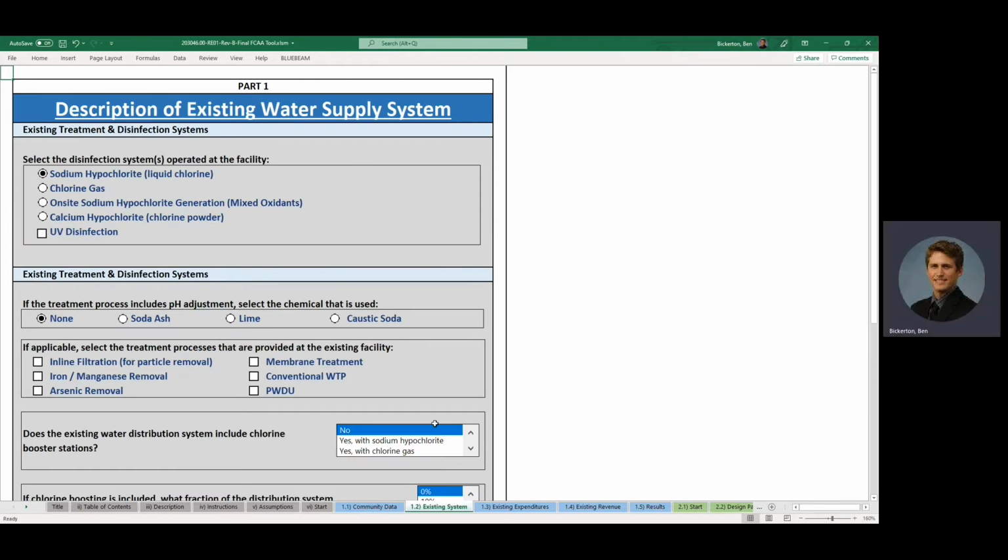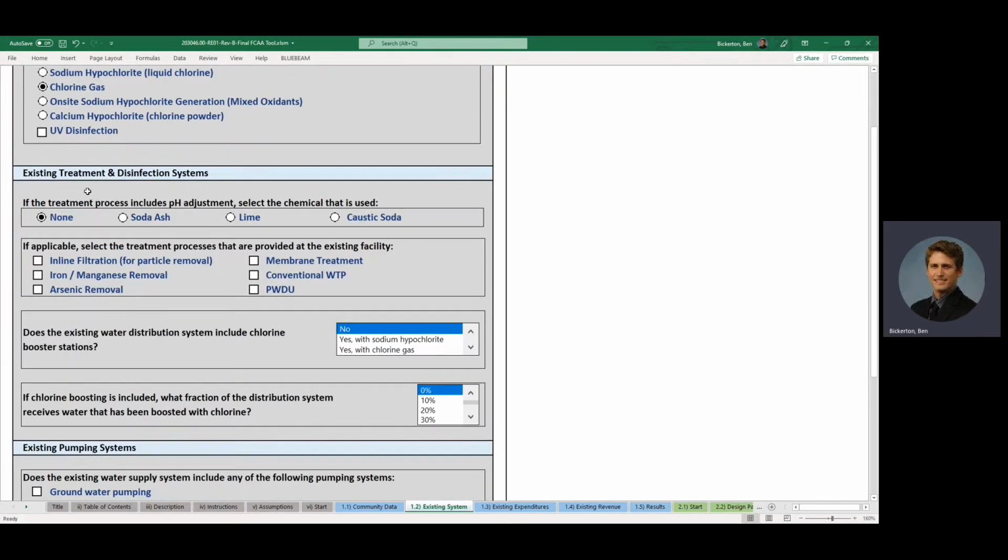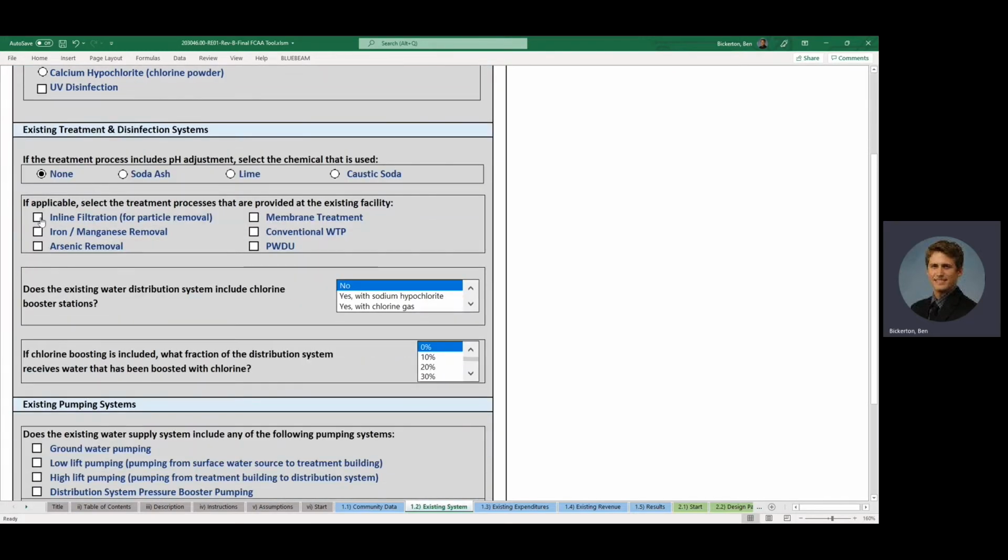The next page asks for us to provide some additional description of the existing water supply system. So it asks for the type of disinfection systems in use at the community: sodium hypochlorite, chlorine gas, on-site hypochlorite generation, calcium hypochlorite, or UV disinfection. So our community will have chlorine gas disinfection, and it will also have an inline filtration system at the existing treatment facility.